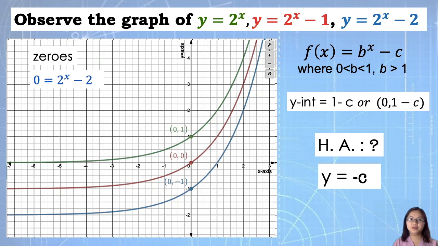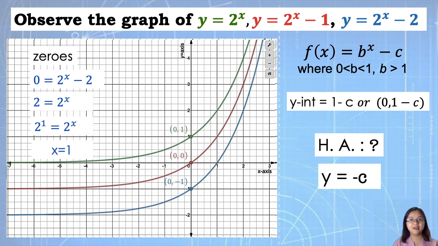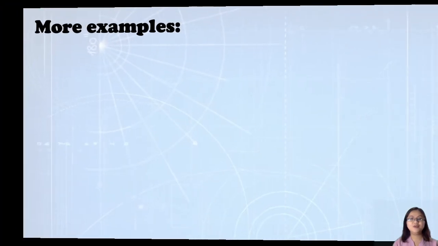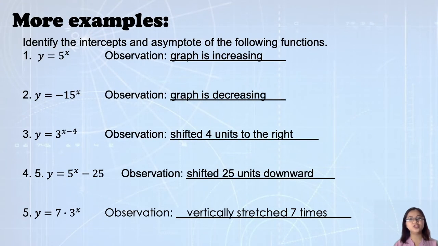What about for the blue function? We have y is equal to 2 to the x minus 2. So we transpose 2. 2 is equal to 2 to the x. Therefore, it's 2 to the first power is equal to 2 to the x. And it is giving us x is equal to 1. So there you are.